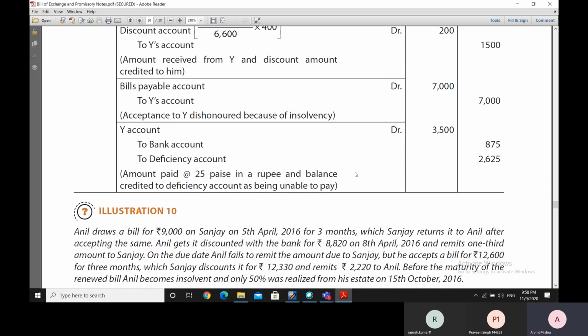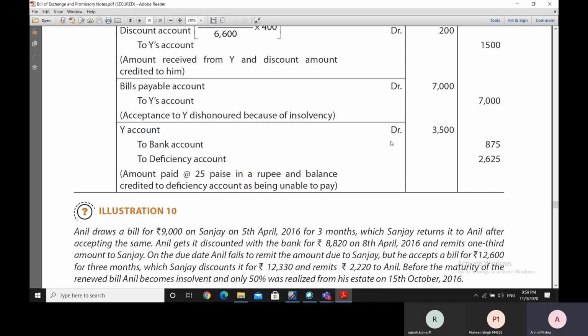and thereafter we have said that amount paid, that is 25 paisa in a rupee, and balance credited to deficiency account as being unable to pay. So 25% of the amount is paid out of the 3,500, which is half of 7,000, because out of the entire accommodation amount of 7,000 rupees, half the liability is of X and half the liability is for Y.